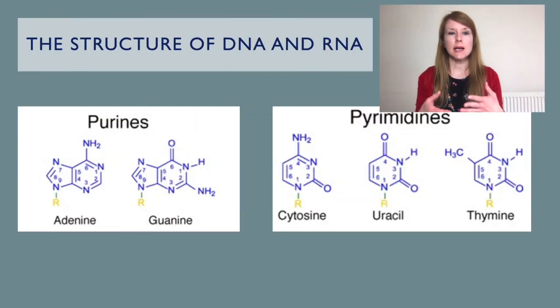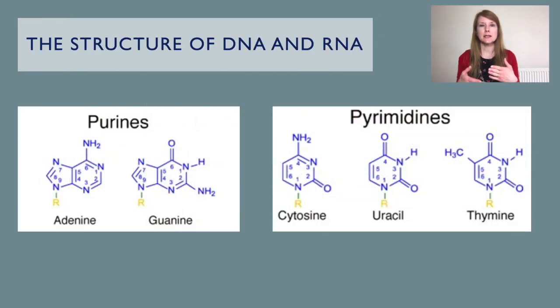You can see here that both RNA and DNA use two purine bases, and these are adenine and guanine in both. And they also use two pyrimidine bases: cytosine in both, and thymine in DNA or uracil in RNA.